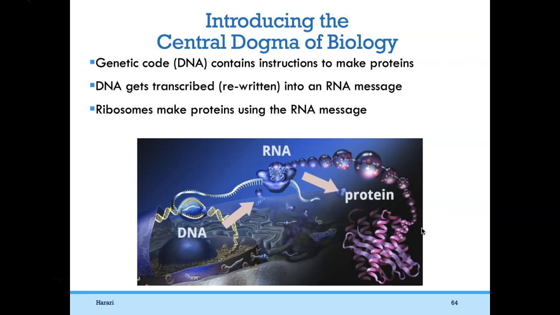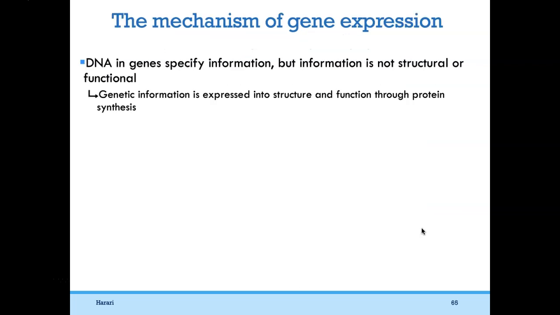It's a good way to memorize it. There are some issues. It's a little more nuanced than that, as we now know. But the general idea is that DNA gets transcribed into RNA, and then RNA gets translated into proteins. So this is called gene expression. Right? The central dogma of biology explains the mechanism of gene expression. When a gene is expressed, that means the information is made into a protein.